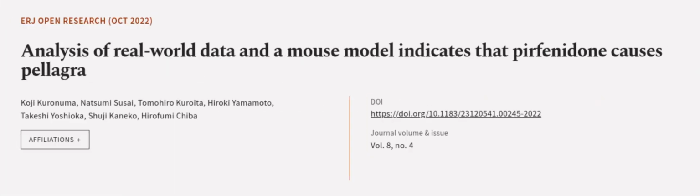increase the. This article was authored by Koji Kuronuma, Natsumi Susai, Tomohiro Kuroita, and others.